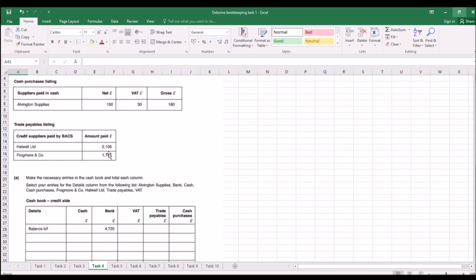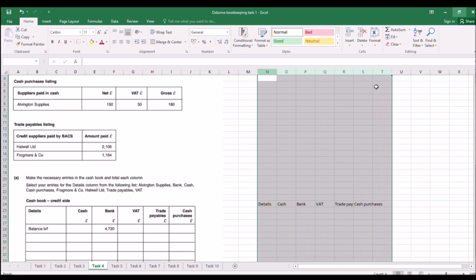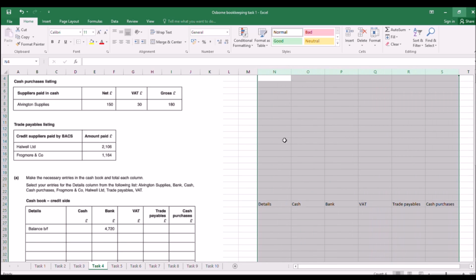Right. So what we've got in here is we're going to have our details, and we've got our cash. And what we'll do is I'll show you what's happening really here, because you'll see both of them: VAT, trade payables, and cash purchases. And we can then also see what's going on with our double entry bookkeeping.